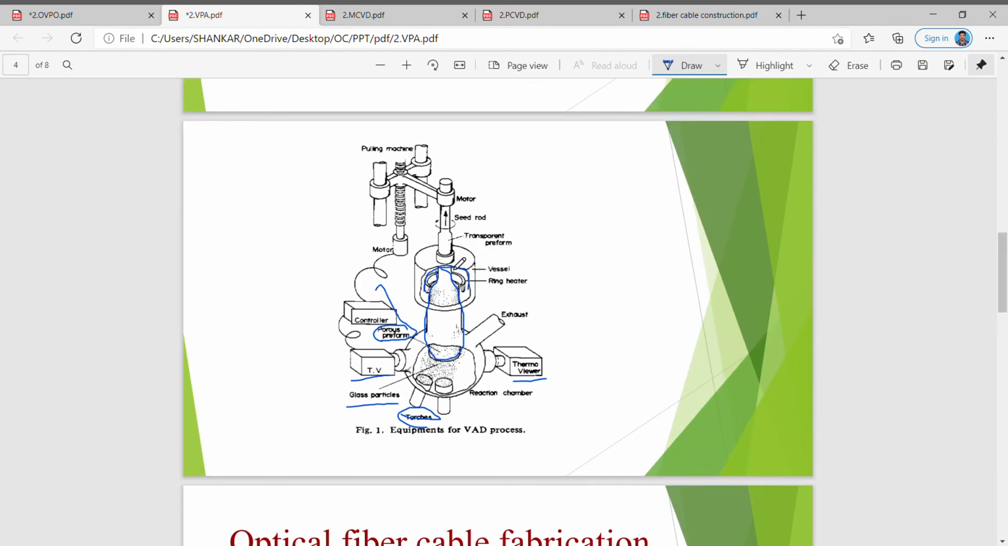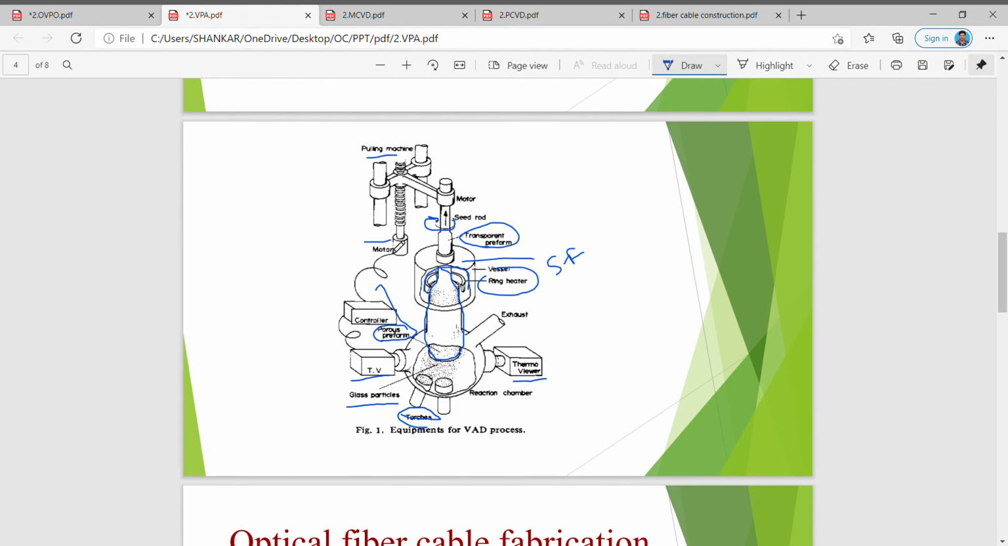See here, up to this you are having the ring heater process. This ring heater will convert this in the form of a solid state fiber. This solid state fiber here will be passed through the seed rod. This seed rod will be rotated in the clockwise direction. So by this rotation of the seed rod in the clockwise direction, whatever solid state fiber you are having will be converted into the transparent format. That is the purpose of a seed rod here. We can control this seed rod rotation by using the motor and the pulling machine here.